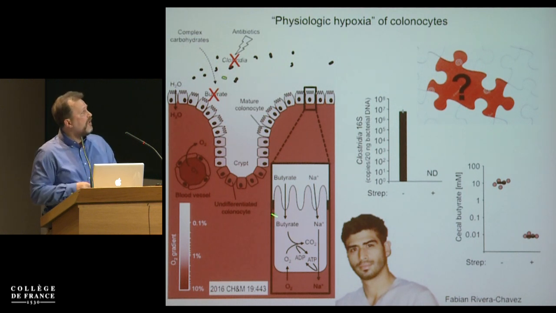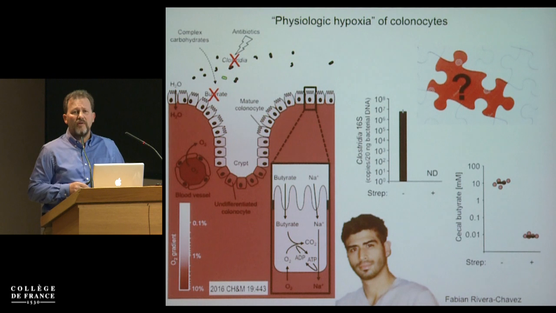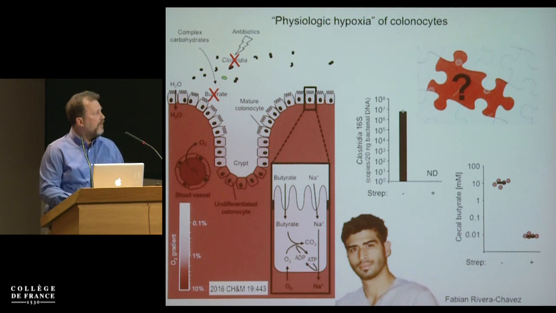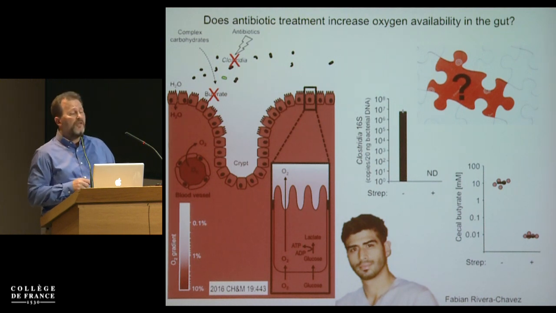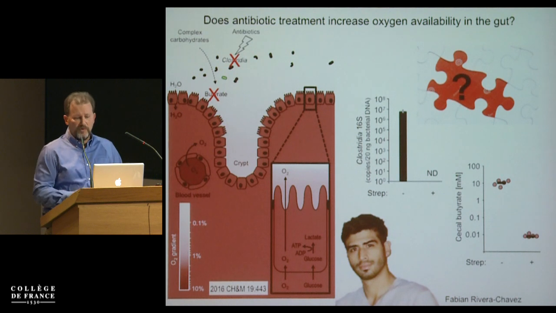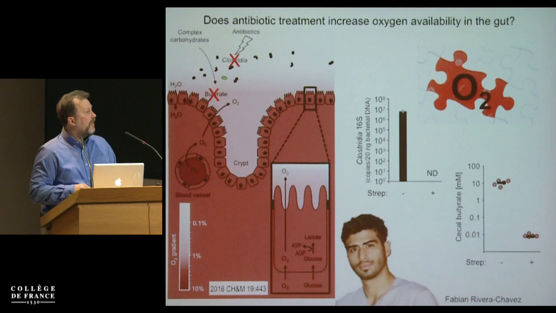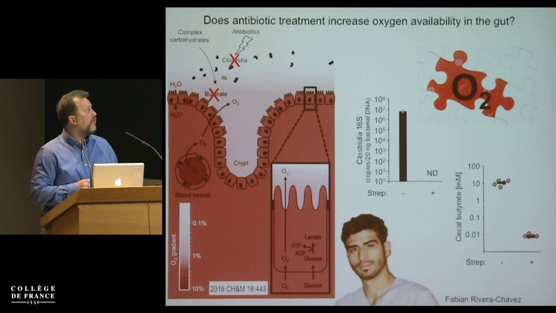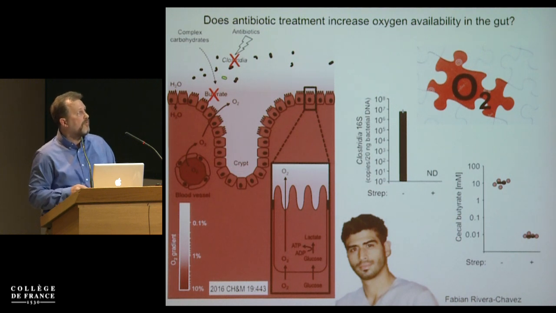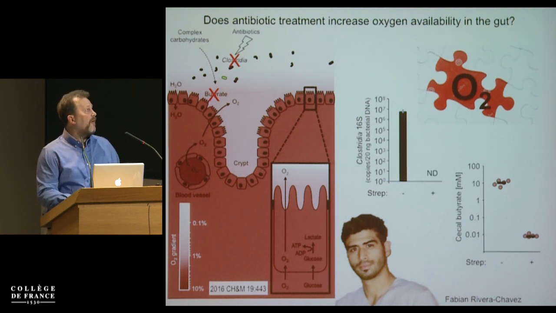And if there's no butyrate left, this metabolism can no longer run. The epithelium switches its metabolism to a fermentative metabolism where you ferment glucose to lactate. That process does not consume any oxygen, so oxygen levels go up in the epithelium. And since oxygen diffuses freely over membranes, Fabian postulated that this process would somehow increase oxygen availability in the lumen, and perhaps oxygen was our missing piece.